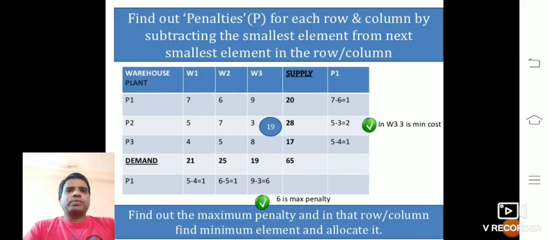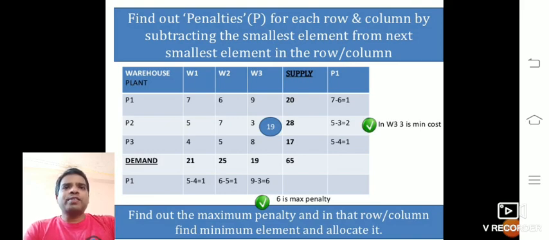Now you need to start the allocation process. See here, how many rows are there? Three rows, P1, P2, P3. First we need to find the penalties in every row and every column. How are we going to find the penalties? For each row and column, by subtracting the smallest element from the next smallest element in the row or column.